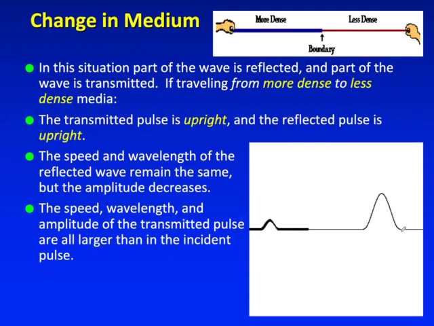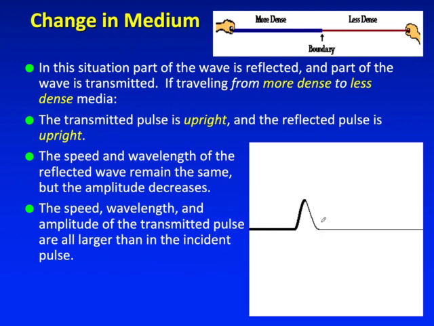What happens if you go from more dense to less dense? Well, this is like that string not connected to, or free to move on this side where it's less dense. In that case, the reflected pulse is back on the same side, and the transmitted pulse is also on the same side. So the transmitted pulse is always on the same side.